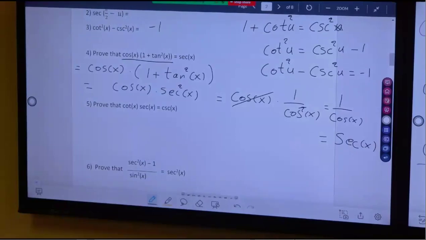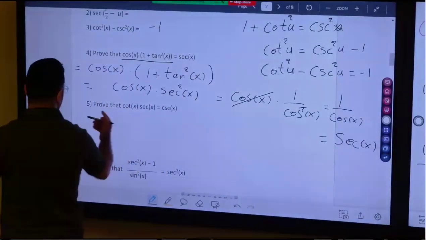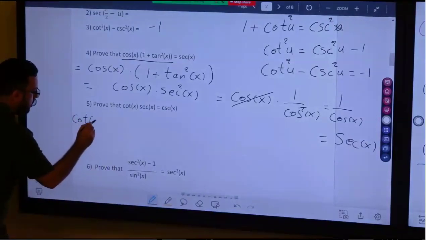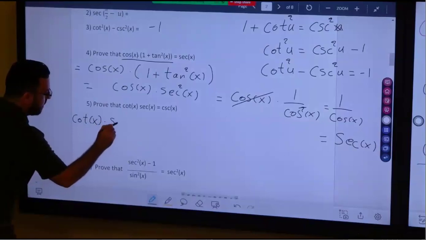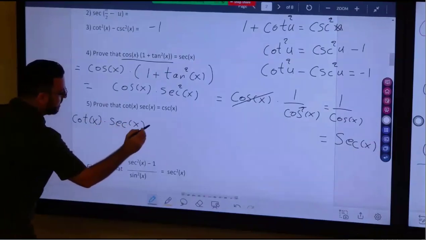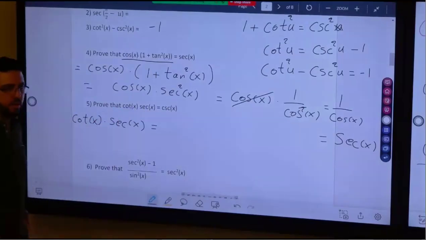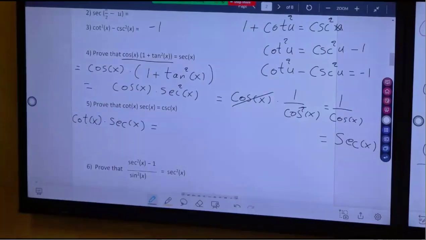Can we do the same thing with the next example? So I'm going to start with this side. I'm going to say cotangent x times secant x. My goal is to get cosecant. So how am I going to do that?